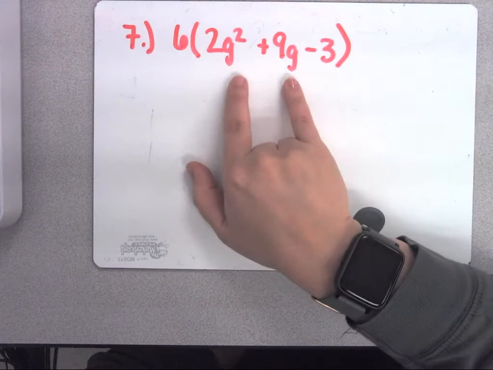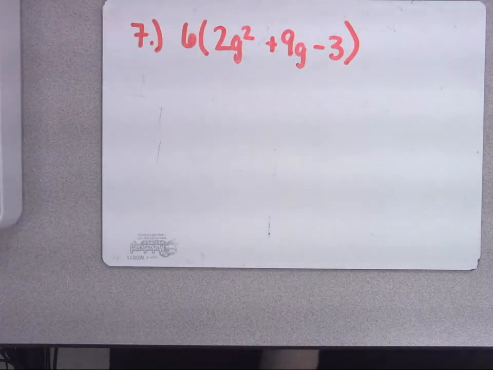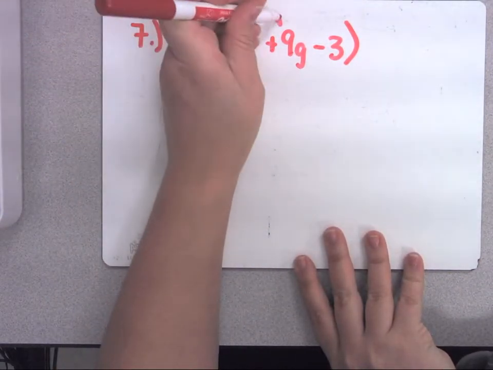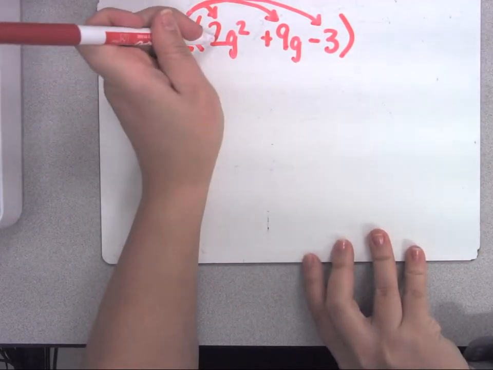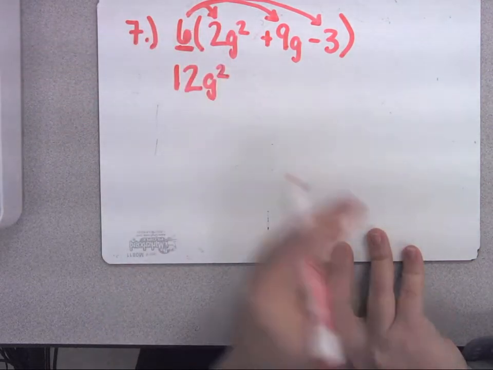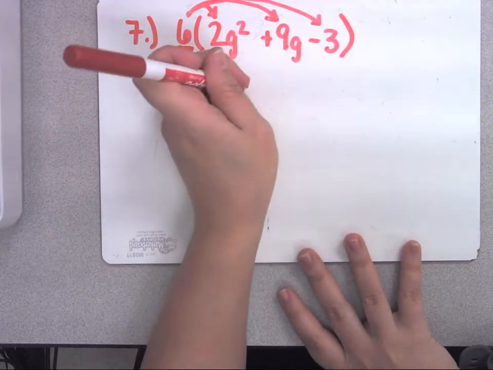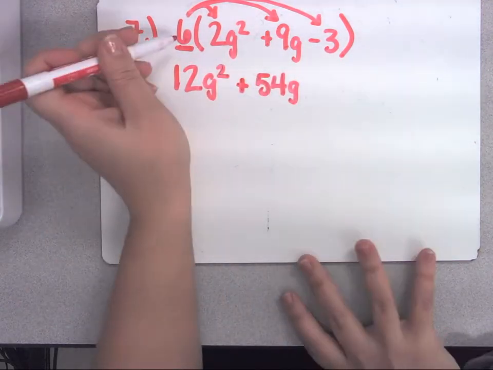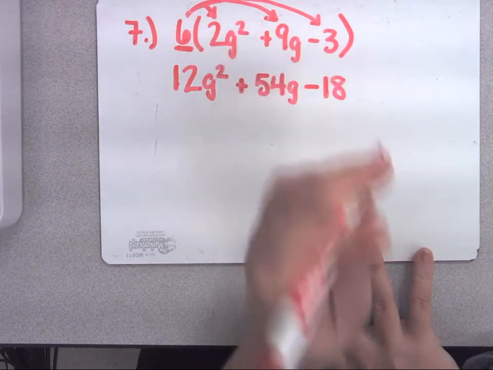When there's more than 2 terms inside the parentheses, I would always just go back to, hey, distributing. So we take this 6, multiplying by each whole number that is inside the parentheses. So 6 times 2 is 12. Keep the g squared. 6 times 9, or 9 times 6, depending on how you would like to say it, is 54. Add a g. And then 6 times negative 3 is negative 18.